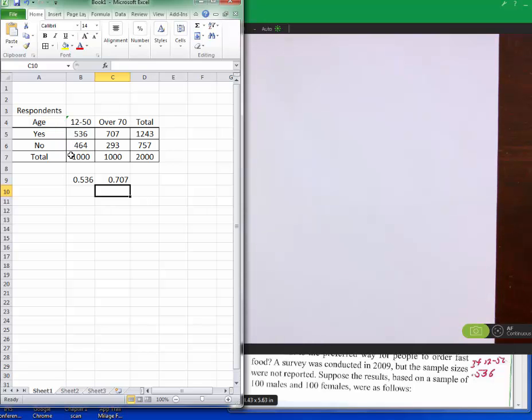So that worked out to be 0.536, and the probability that they answer quickly given that they're over 70 worked out to be 0.707. And for the events to be independent, they must be equal to the probability of A by itself, that is, the probability of just answering quickly. Looking over here, for answer quickly there were 1243 total people. It'd be 1243 divided by the total, which is this number down here.